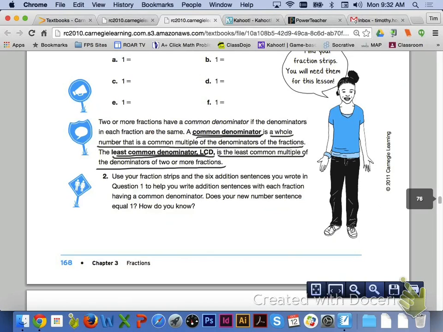Two or more fractions have a common denominator if the denominators in each fraction are the same. A common denominator is a whole number that is a common multiple of the denominators of the fractions. The least common denominator, or LCD, is the least common multiple of the denominators of two or more fractions.